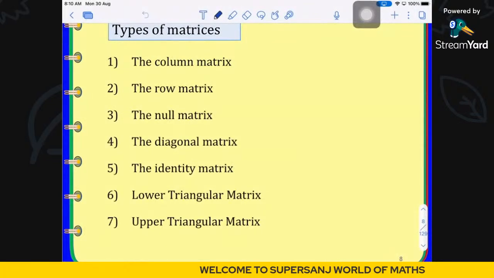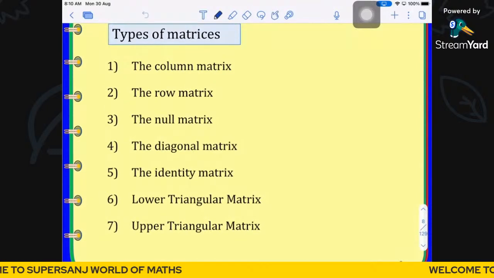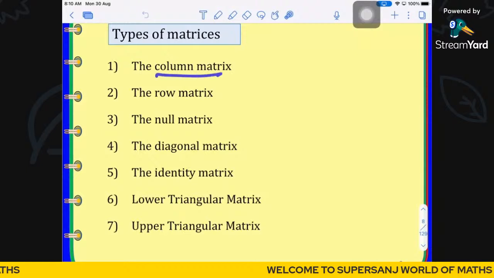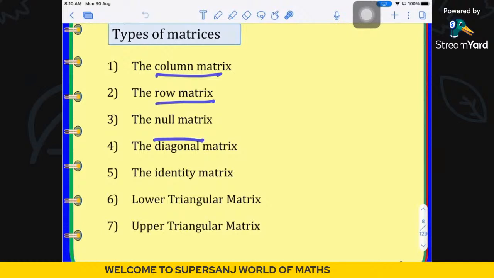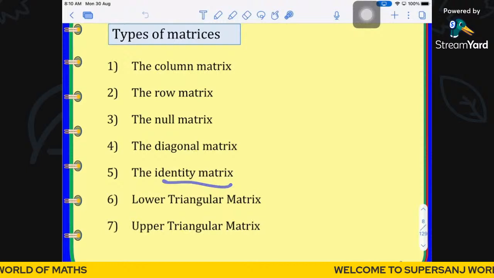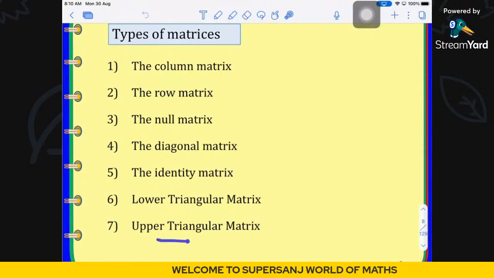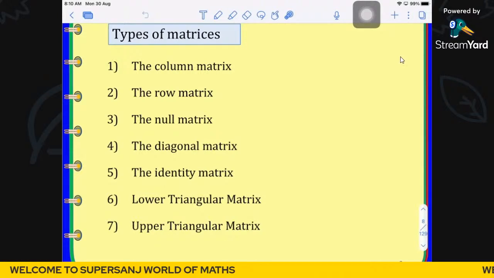Okay. Now the types of matrices over here are the column matrix and the row matrix, the null matrix, diagonal matrix, identity matrix, lower triangular matrix, and also upper triangular matrix. So we have these few matrices which we have to take note of. Let's see the first one, the column matrix.